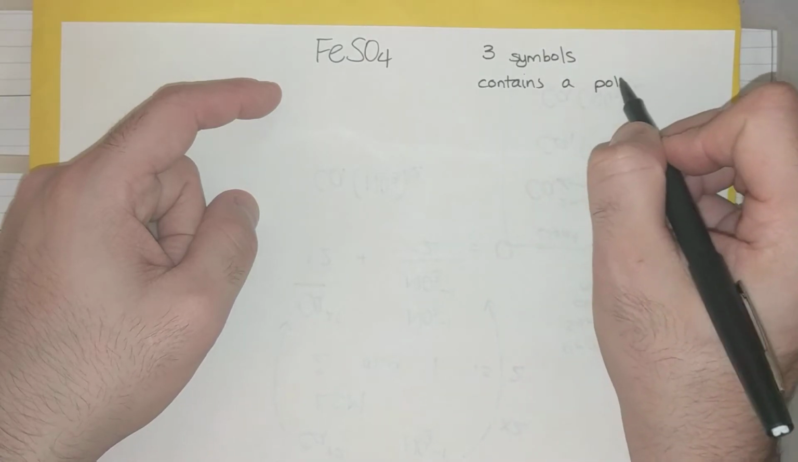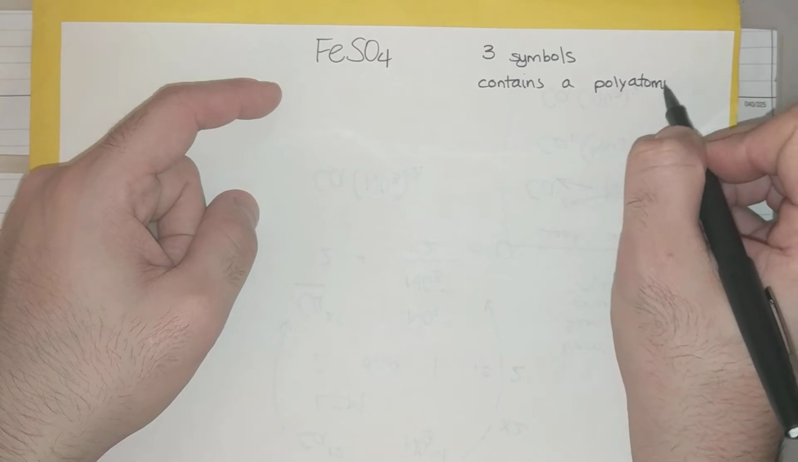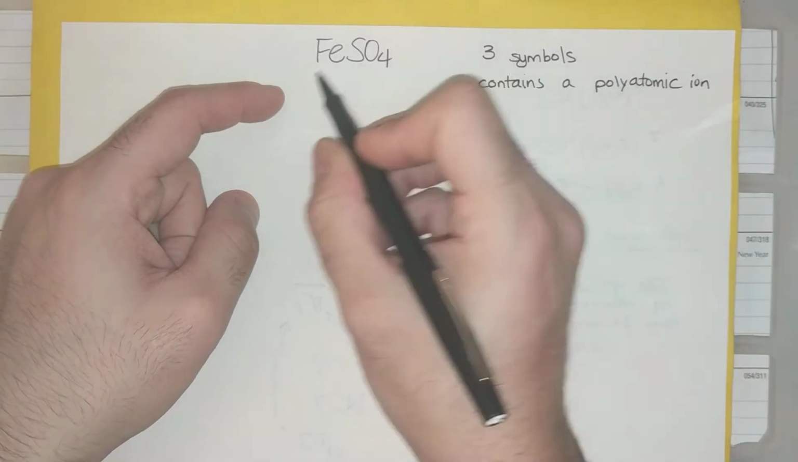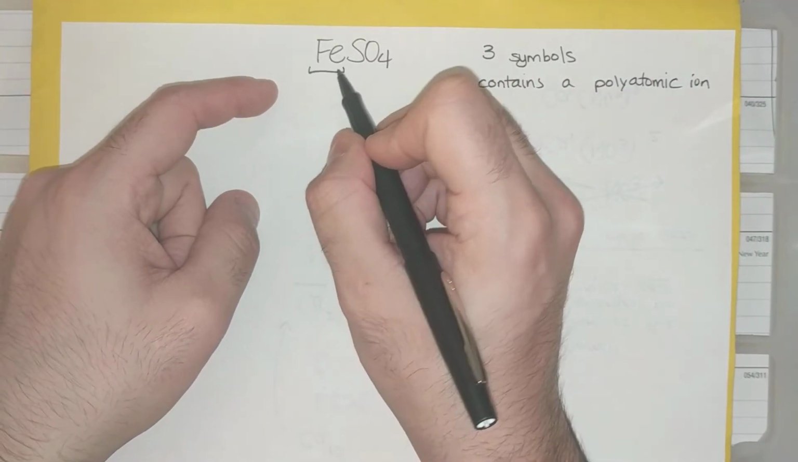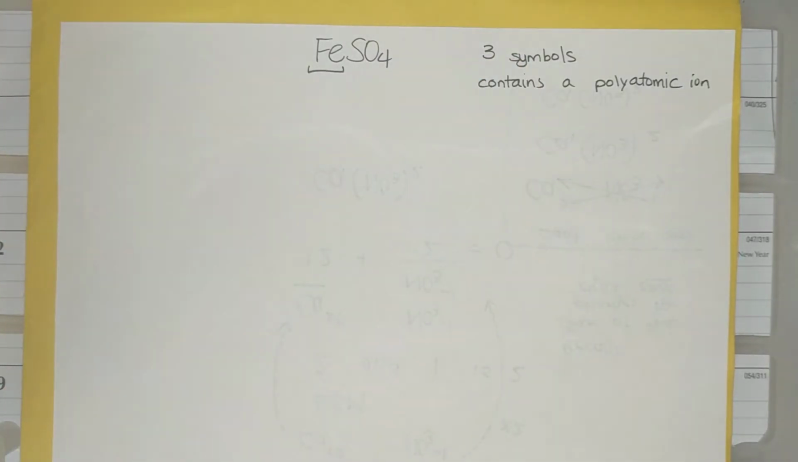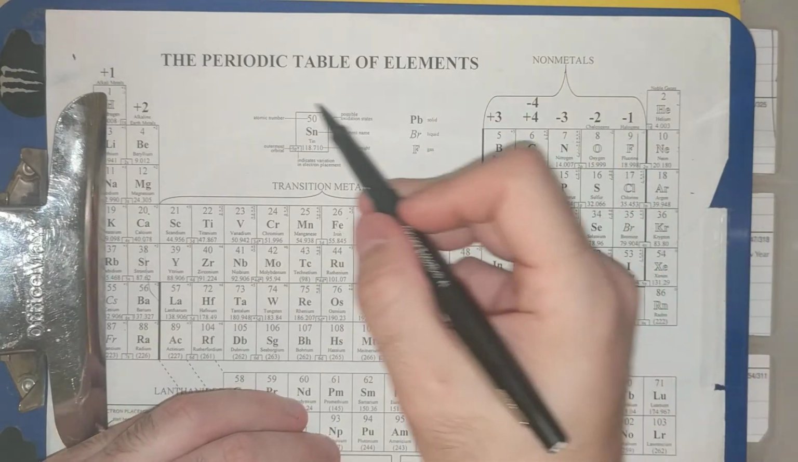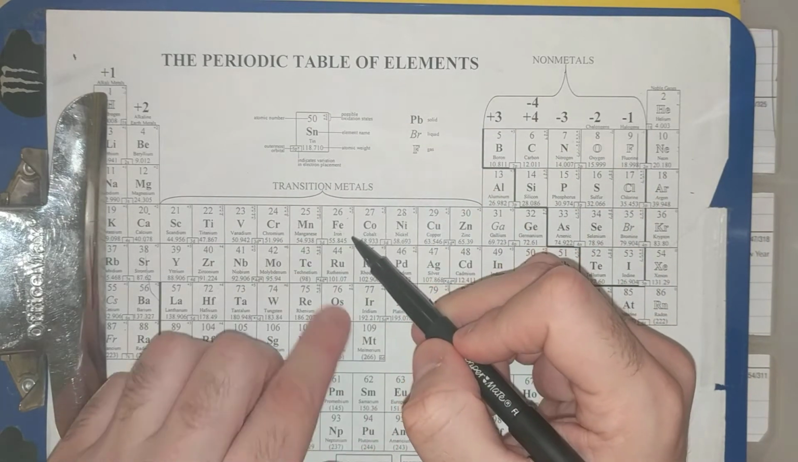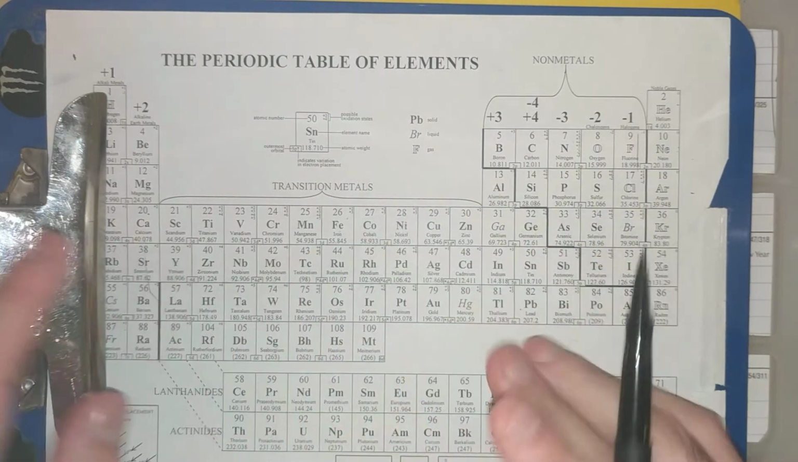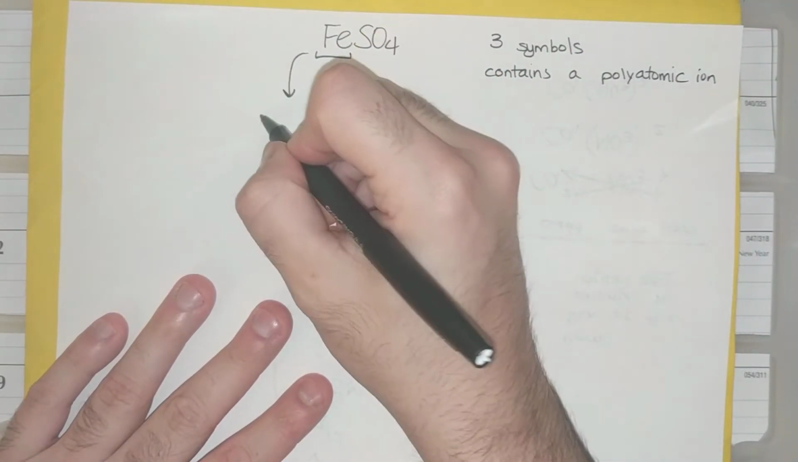contains a polyatomic ion in here. And I think we all know or can recognize what Fe is. If I look on the periodic table, Fe is right here, and that's iron. So Fe is iron, and I'm going to write that for right now.